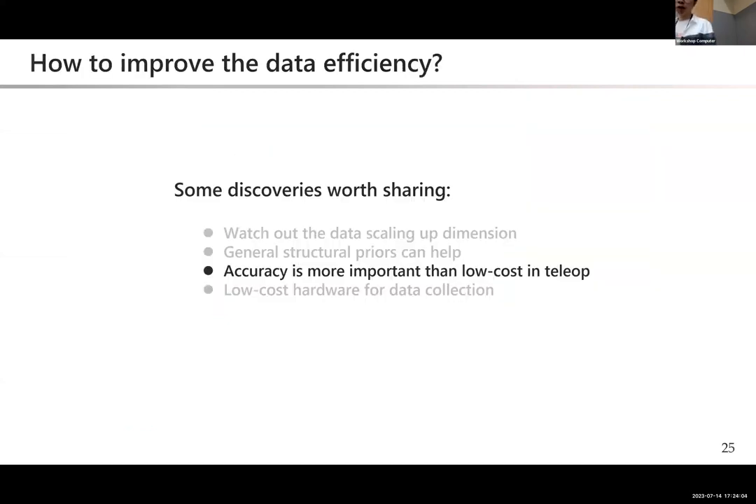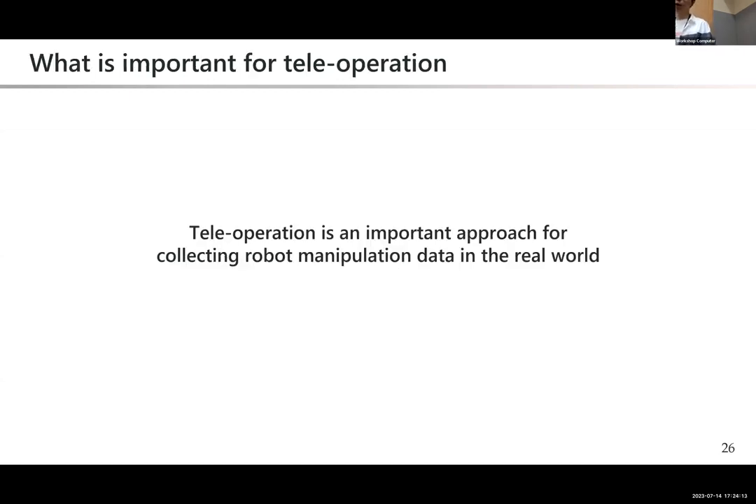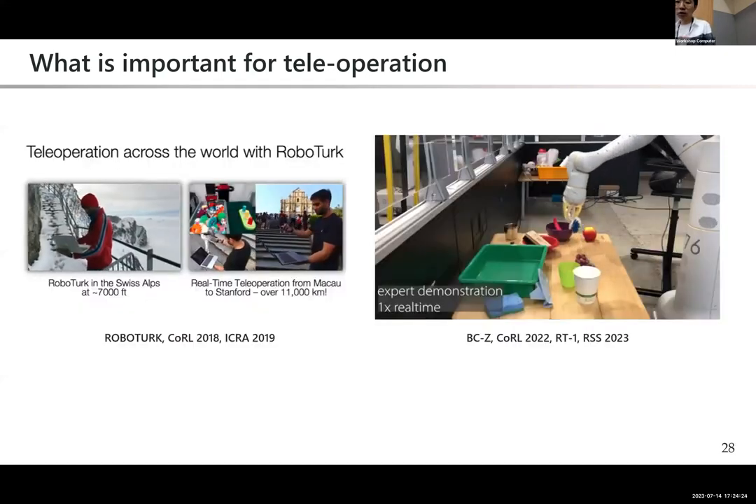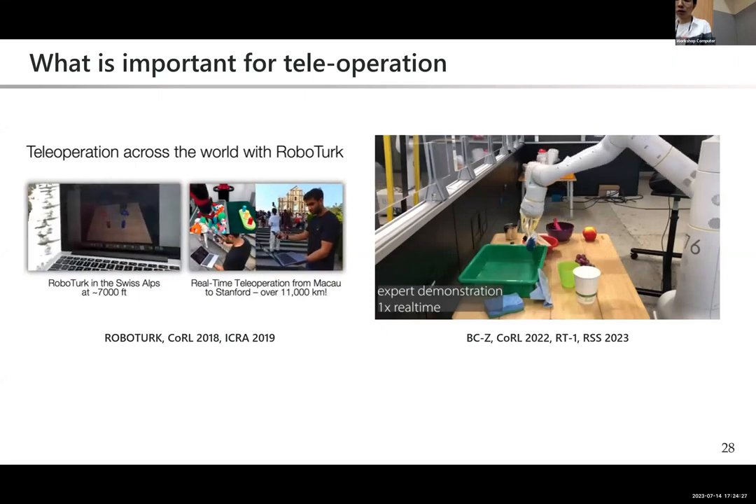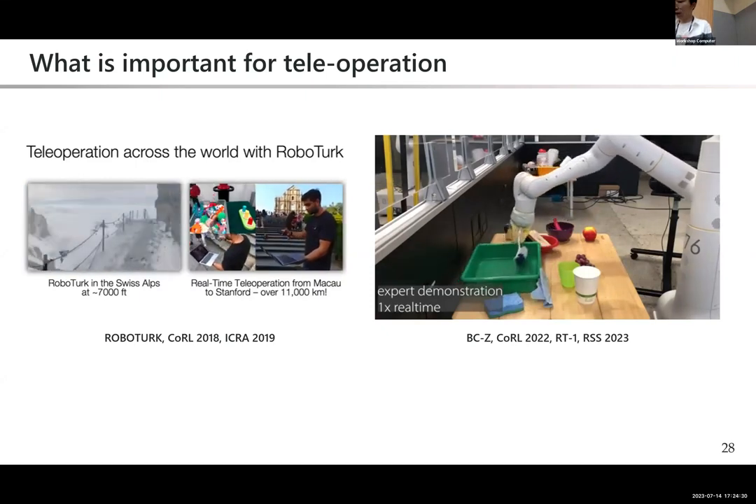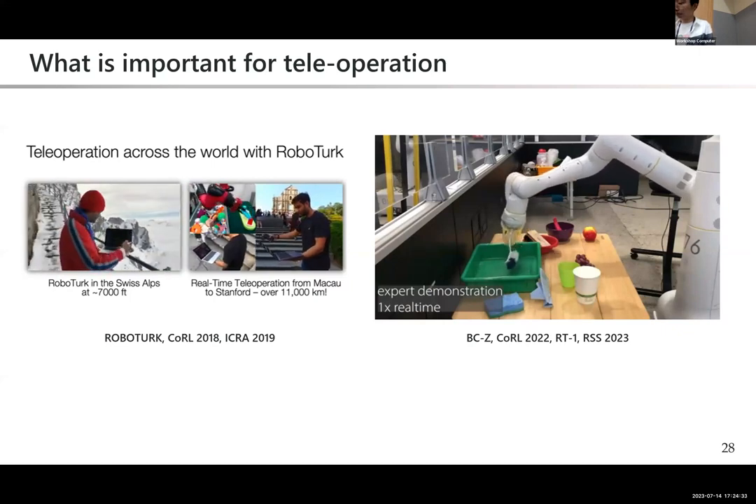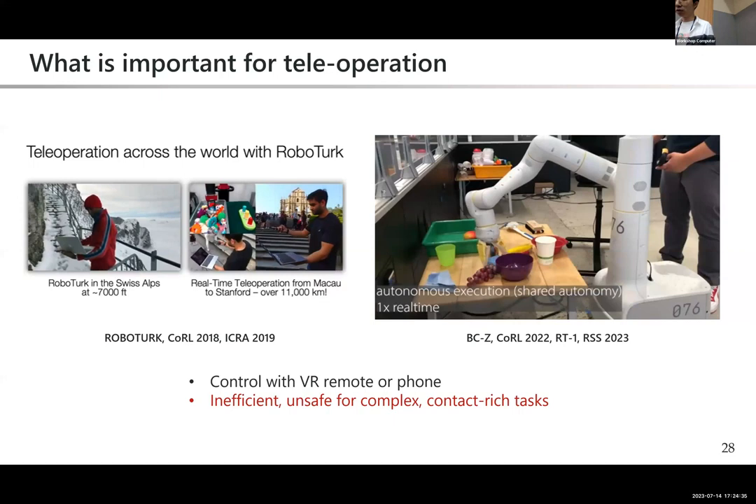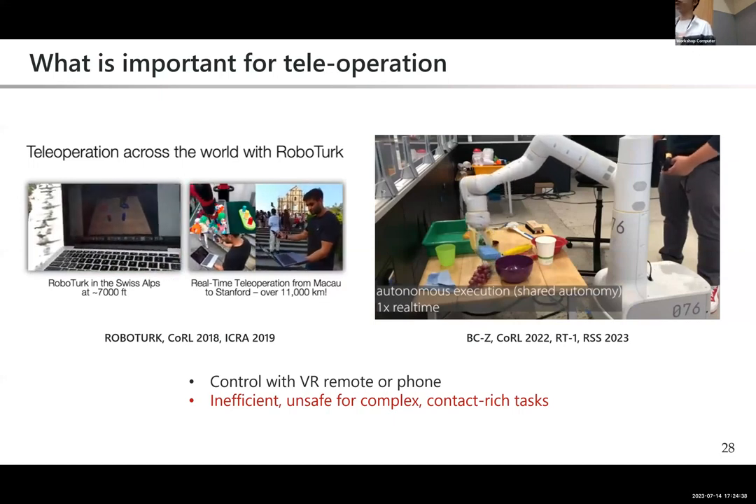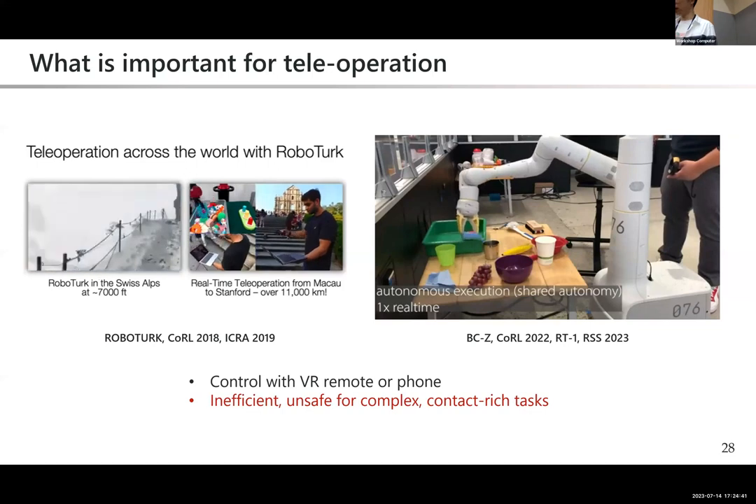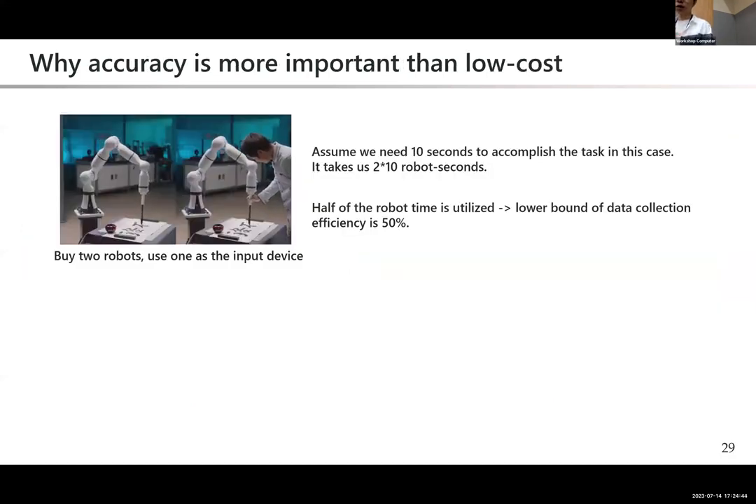The third thing I want to share is that during teleoperation, accuracy is more important than low cost. We all know that teleoperation is an important approach for collecting robot manipulation data in the real world. So what is important for teleoperation? Previous researchers have proposed to use an input device like a VR remote or mobile phone. However, it is very inefficient and unsafe for complex and contact-rich tasks. I'll show why it's not a good choice.